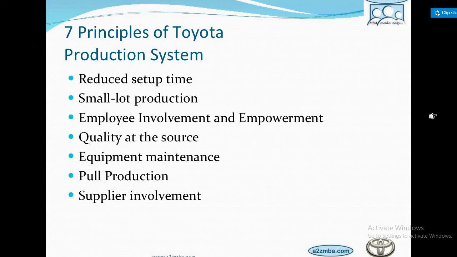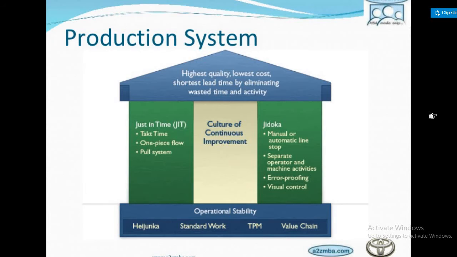Then supplier involvement. Supplier involvement means whatever components or sub-assembly parts we require, we need to order them from suppliers outside. This supplier involvement is very much necessary. These are the 7 principles of the Toyota production system. This Toyota production system aims at, as you can see in this slide, highest quality, lowest cost, and shortest lead time by eliminating wasted time and activity. It is the final result that we need to obtain from the Toyota production system.